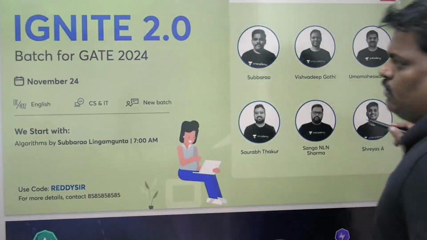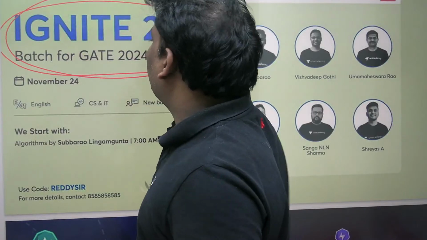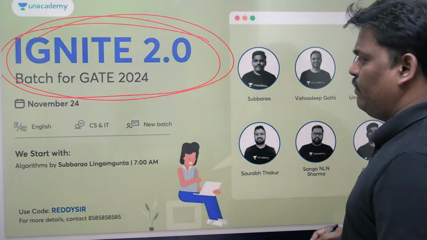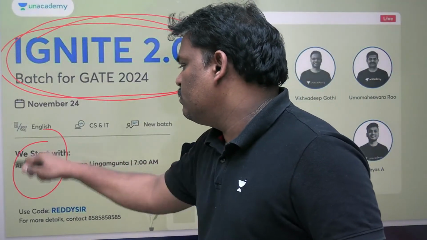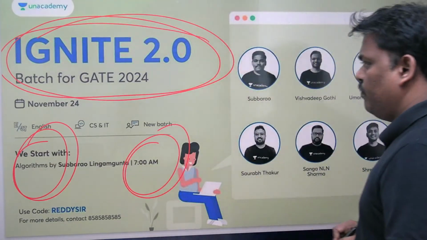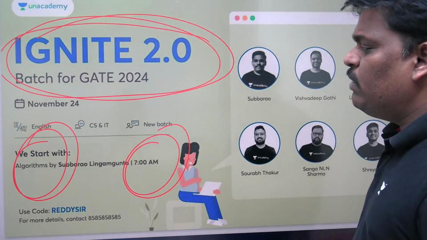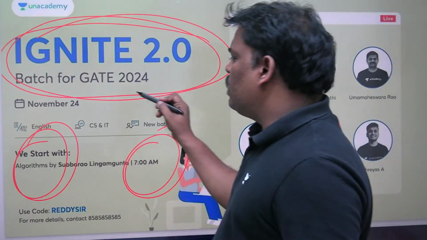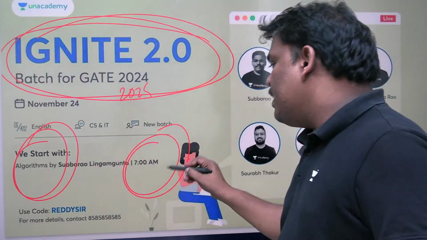See this one. The Ignite batch for 2024 is starting. I am starting Algorithms at 7 a.m. Ignite 2.0, for 2024. Both 2024 and 2025 aspirants can join. Algorithms at 7 a.m.